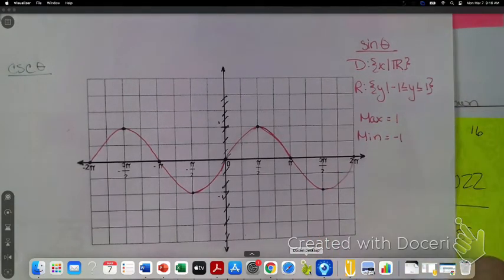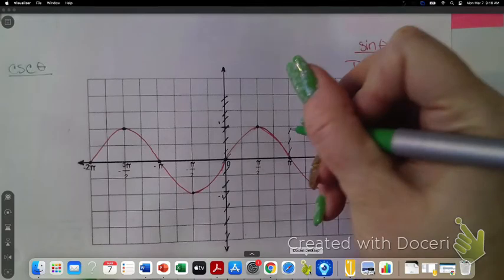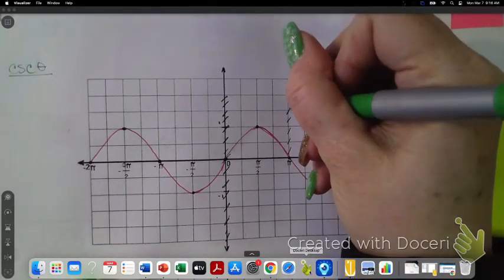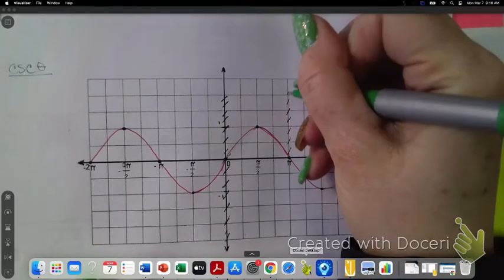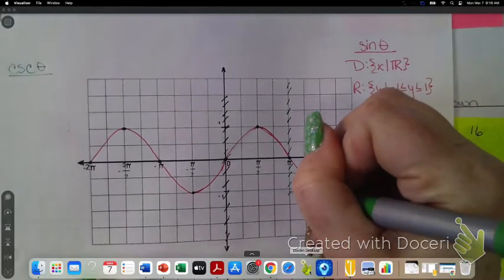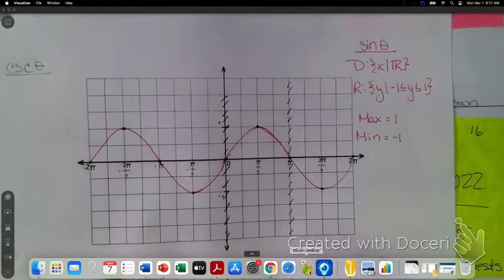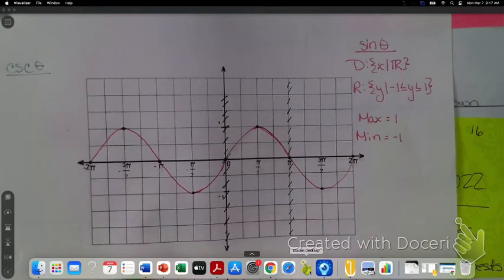So is there another vertical asymptote on here? Yes. Where? At pi. Yeah. Because when I reciprocate 0, I get what? Undefined. This goes back to our exact value quizzes that we did.